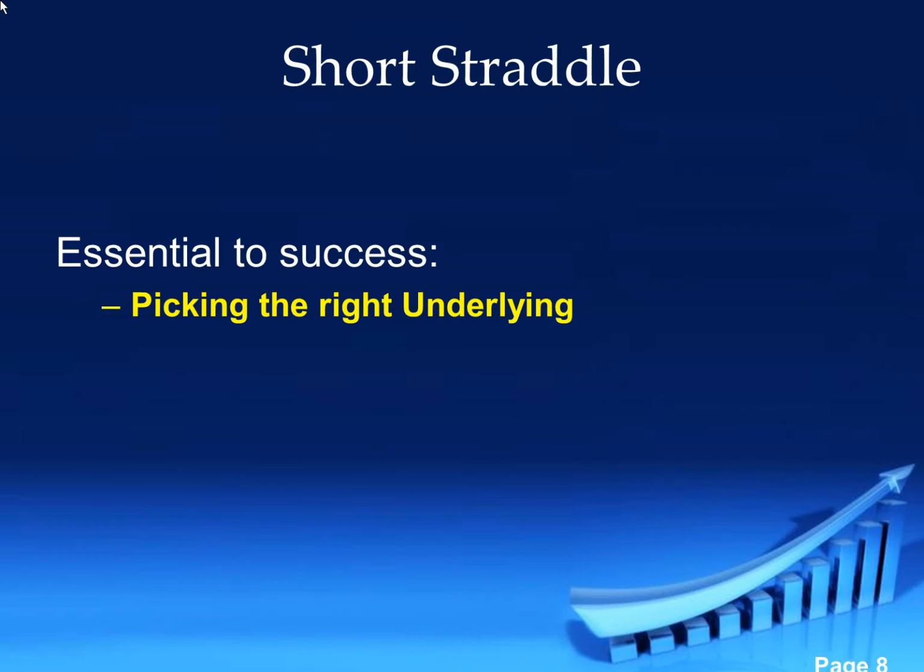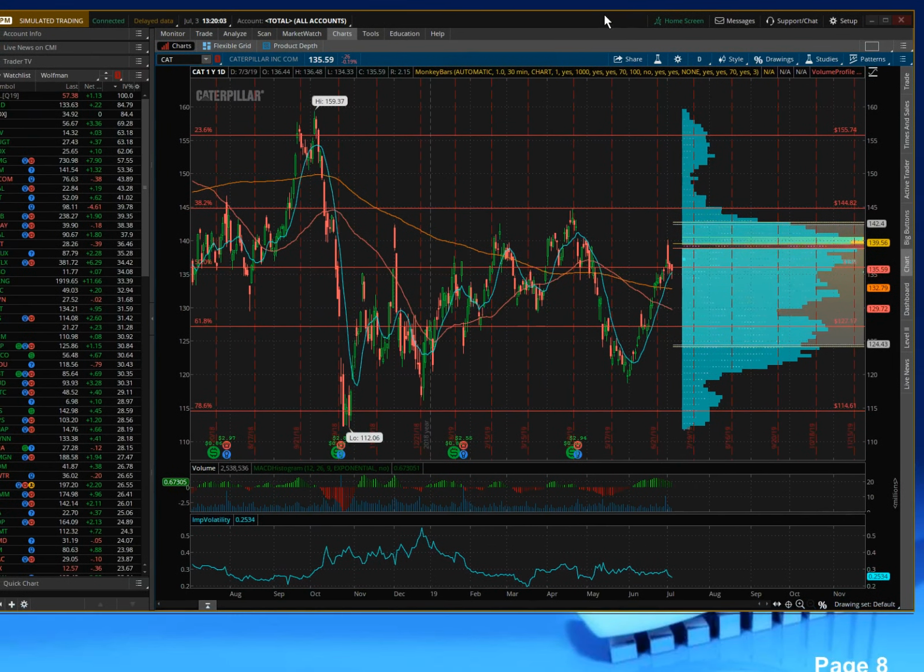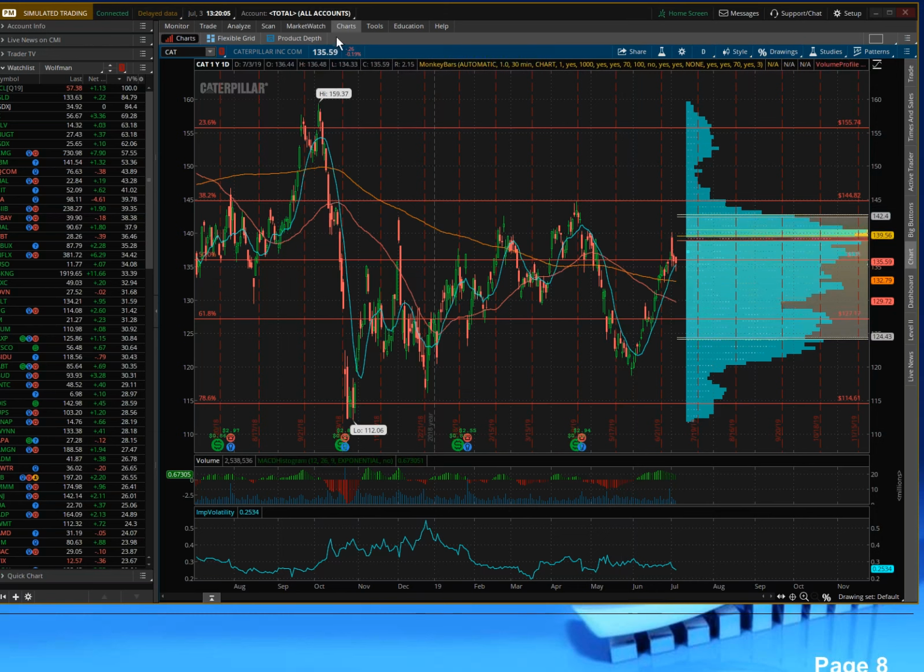Picking the right underlying. This is the first thing. We have a market neutral assumption on a particular stock. Well, we need to know if we can trade options around this underlying.